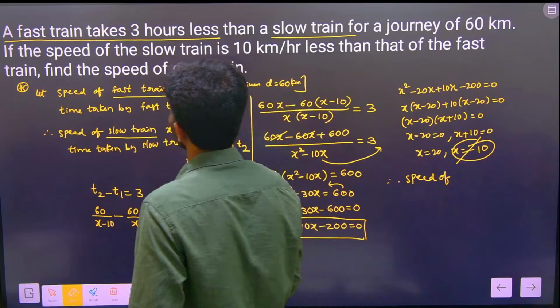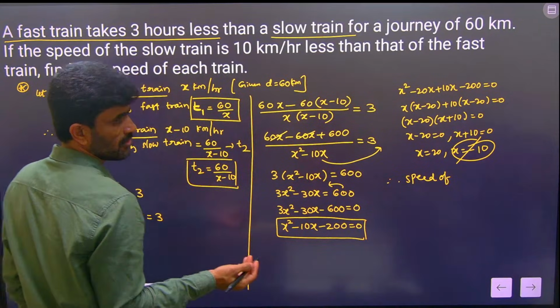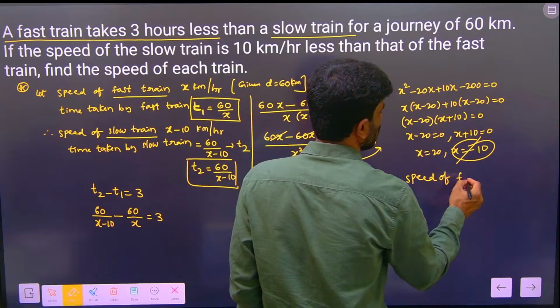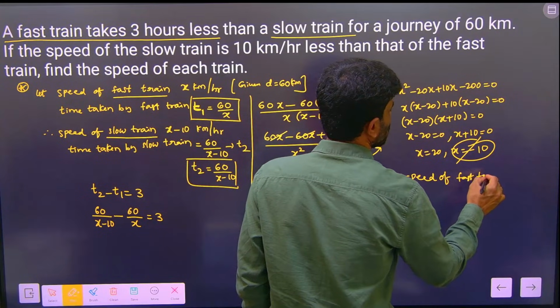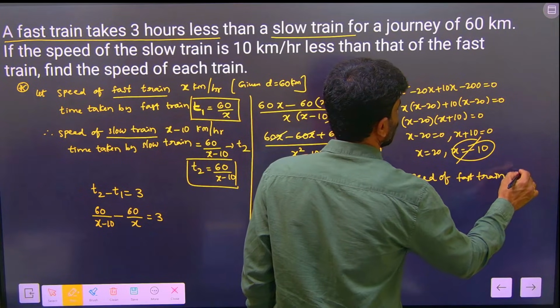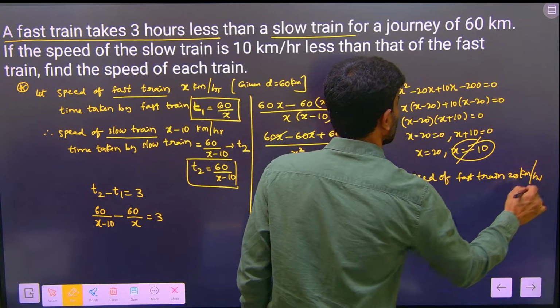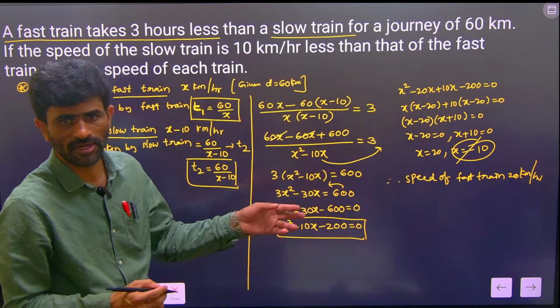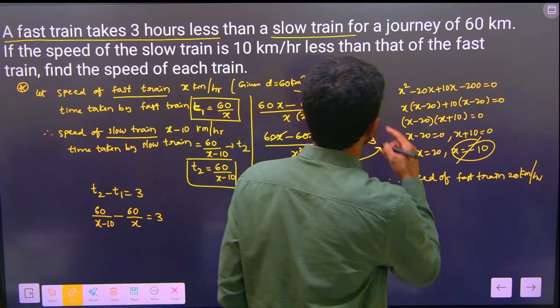What they are asking to find: speed of each train. Speed of fast train is what? 20 kilometers per hour. The speed of fast train is 20 kilometers per hour. Slow train is 10 kilometers less.